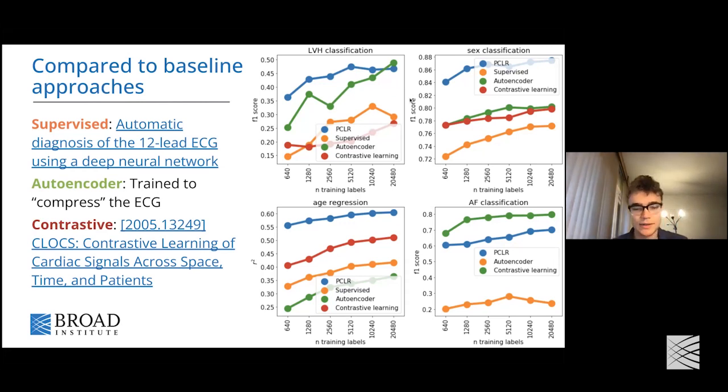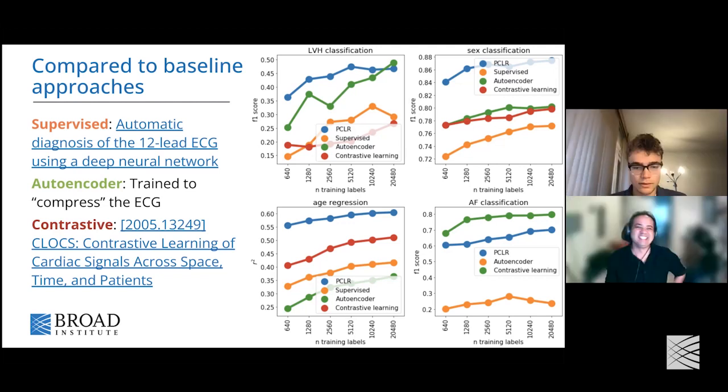Any questions? Okay. Can you elaborate on the last part? That why the contrastive learning approach actually works better for atrial fibrillation.